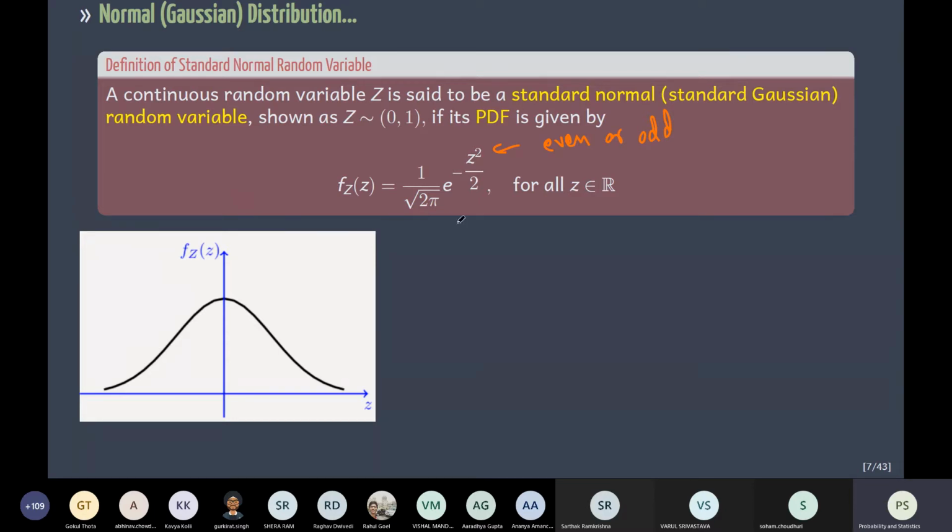So we can quickly guess that this is an even function, because f of minus z is f of z. This immediately tells us that it will be symmetric about the x equals 0 axis. That gives us the idea that it will be symmetric.